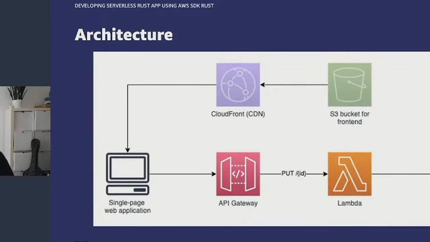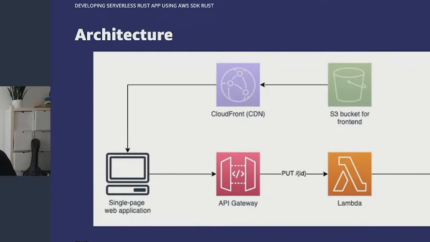And the Rust code is running inside the Lambda function. It will use the AWS SDK for Rust to connect to and write the data to DynamoDB, which is a NoSQL database. And optionally, you can have your static front end located in an S3 bucket and served through a CloudFront CDN. But that is out of scope for today's talk.